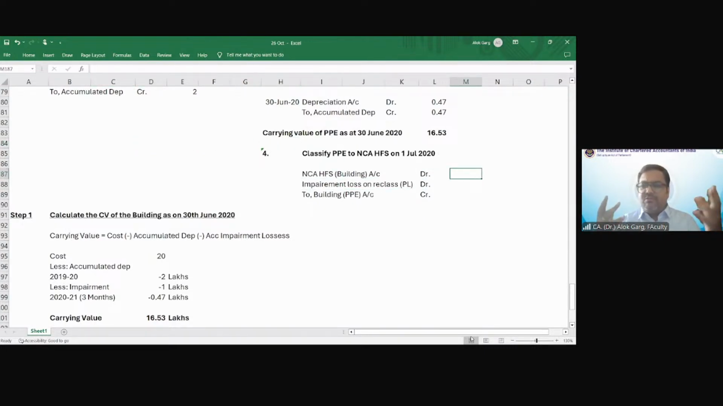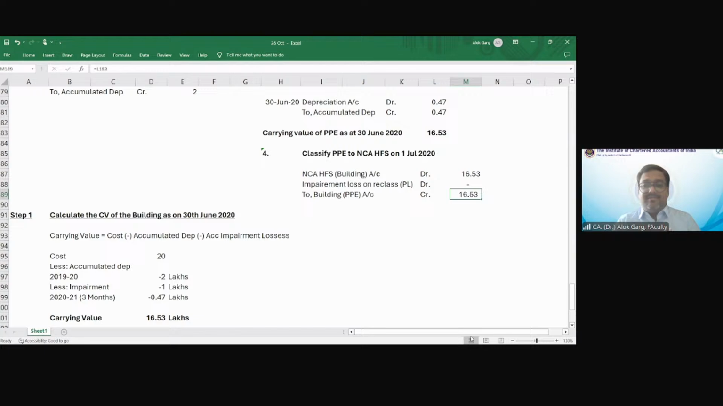NCHFS में कोई रिवैल्यूएशन मॉडल का कॉन्सेप्ट नहीं, पीपी में था. अब तो ये NCHFS बन चुका है. अब तो ये NCHFS की क्लास में आ गया, पीपी खत्म हो गया. So what is the value of the PP? 16.53. Debit NCHFS 16.53. Any profit or loss? Any question?